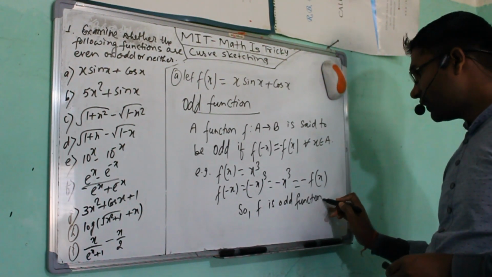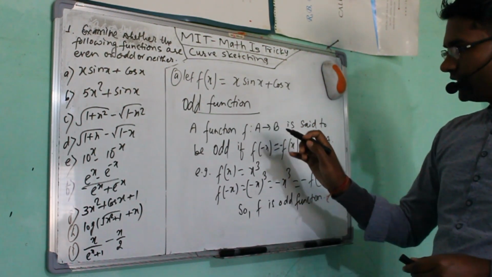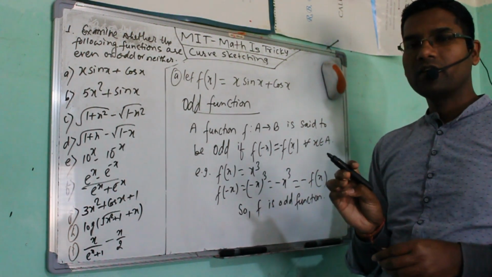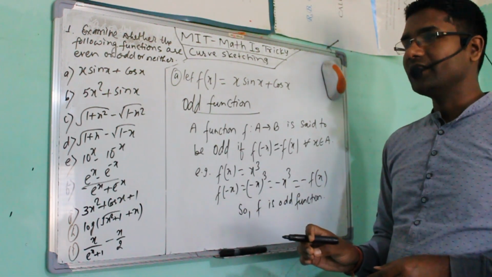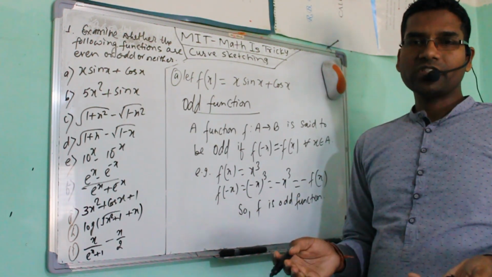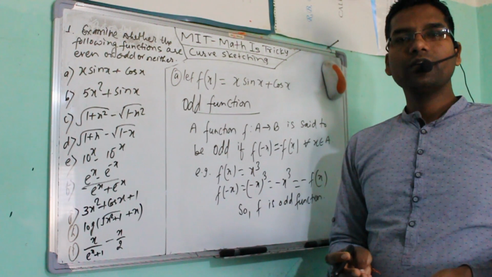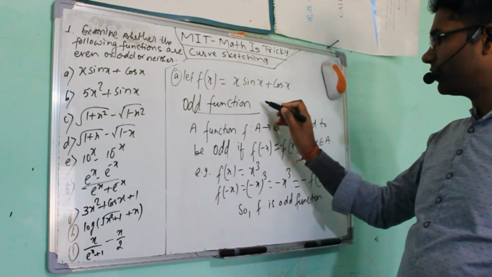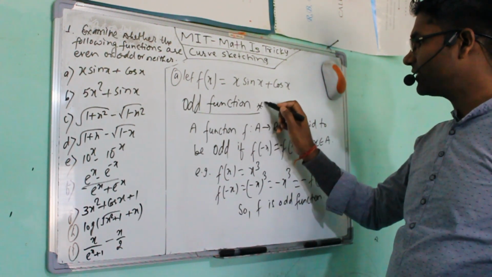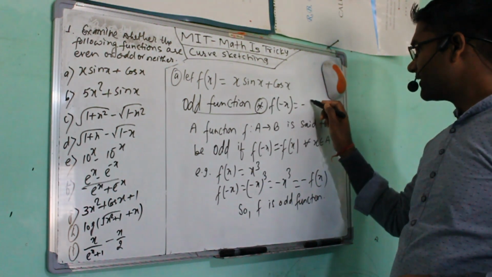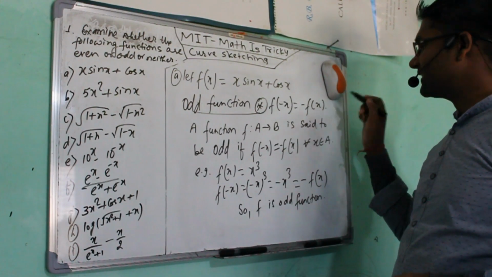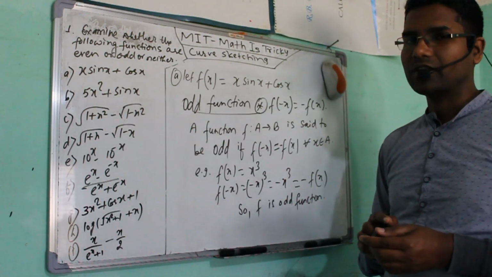And if the function is not even and not odd, the function will be neither. We can write that some functions may be neither even nor odd. So for an odd function, what is the condition? Remember that f of minus x equals minus f of x. This is the condition. Now we can solve the problem.